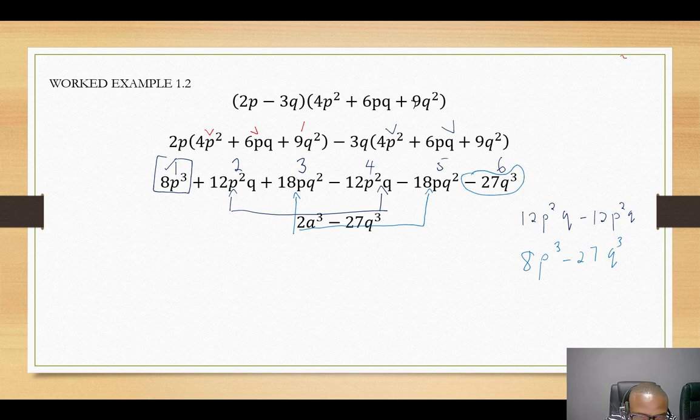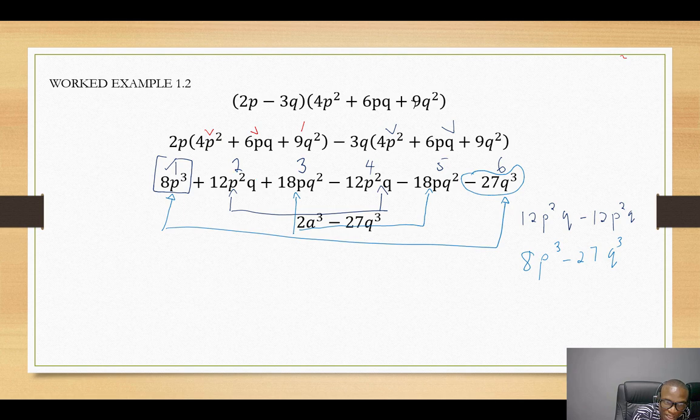The writer here is a human. So, wait, what's happening here? Where did I even get 2a cube minus 27q cube? 27q cube is right. It is minus, but it's not 2a cube. It's 8p cube. Not even to mention that in my expression, we don't even have a. Maybe there was a typo. It should be, I'm left with these 2 guys. I'm left with 8p cube minus 27q cube.